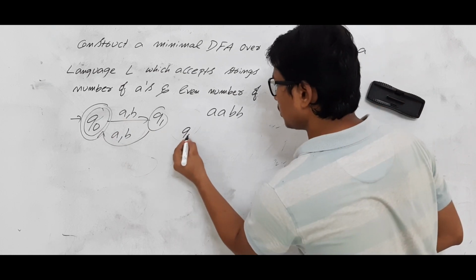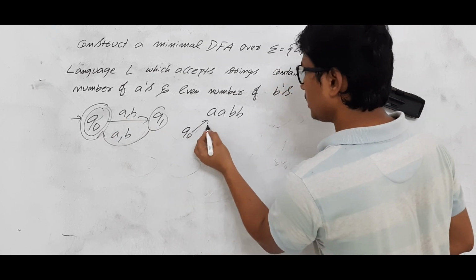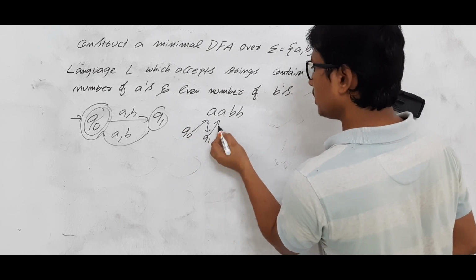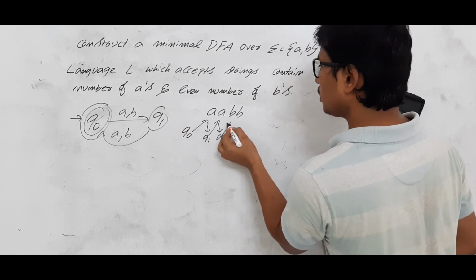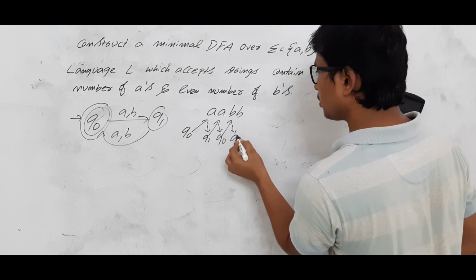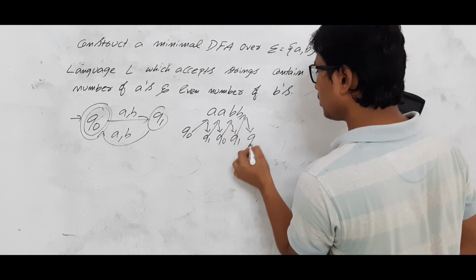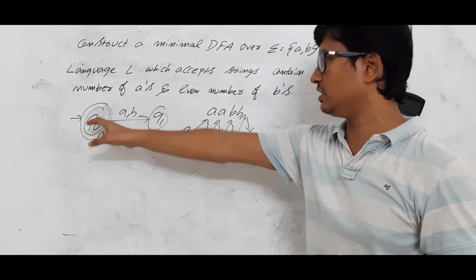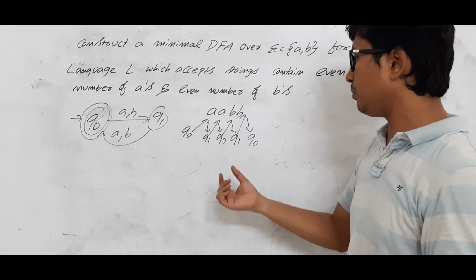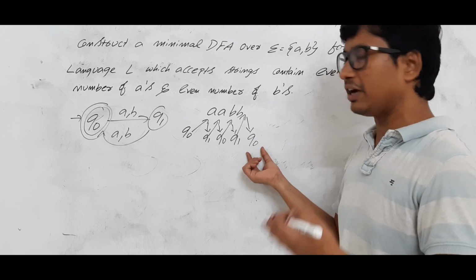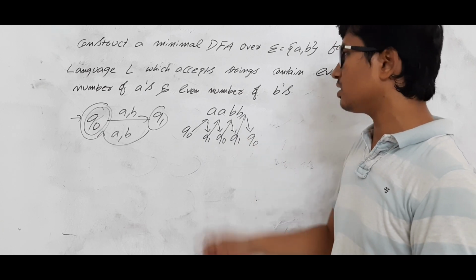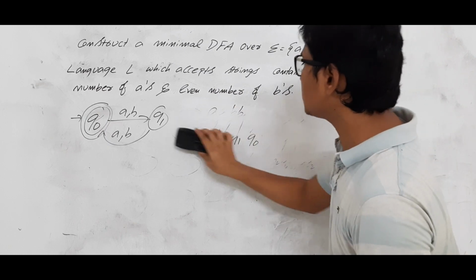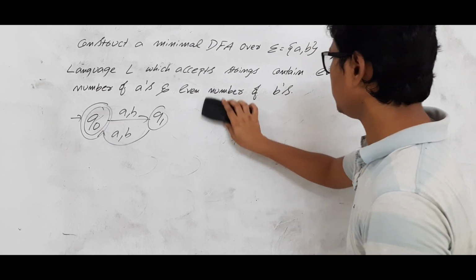From initial state Q0, on A we will go to Q1. From Q1 on A you will go to Q0. Q0 on B you will go to Q1. Q1 on B you came to Q0. Is Q0 the initial state or final state? Yes, it is the initial state and also a final state. My point is whether Q0 is a final or non-final state. Q0 is a final state, so it is accepting. Okay, no problem. Let me see the counter example.